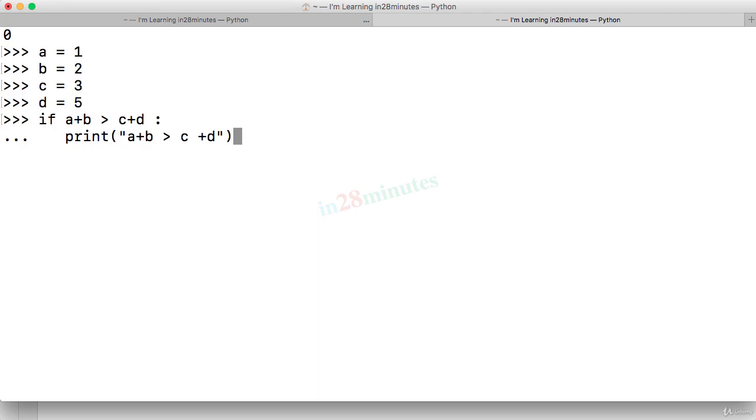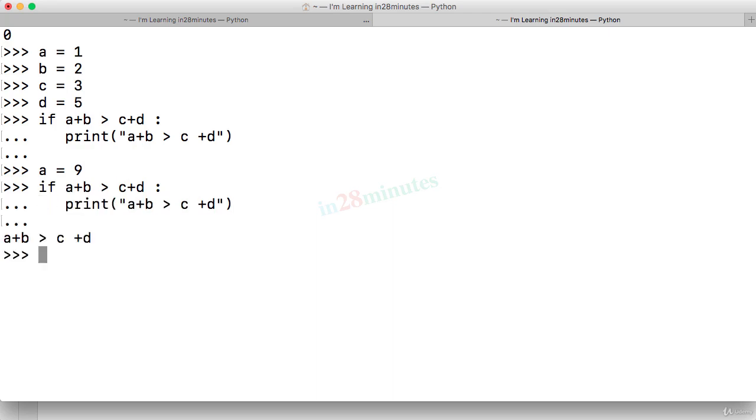What do you think will be the output? Yep, you're right. Nothing would be printed because currently A plus B is 3 and C plus D is 8. So 3 is less than 8, so this will not be printed. However, if I reassign A to 9 and do this, what would happen? Yep, it would be printed to the console, right? This was a very simple exercise. Let's now take up another exercise.